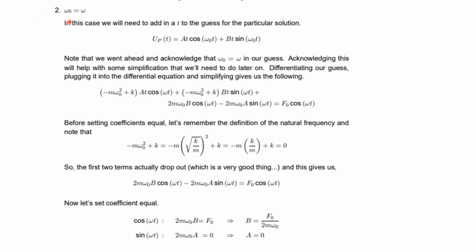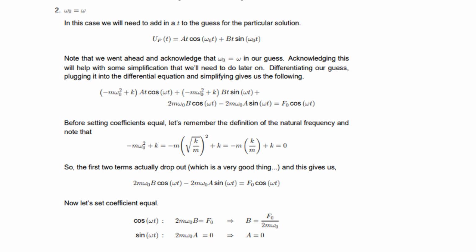But let's look at what happens if omega 0 equals omega. Well, for a particular solution this time, since they equal each other, there's going to be a t added to the particular solution. So you have A t cosine omega 0 t and B t sine omega t. Okay, so that's what we're doing, and we start working this through to get a solution using annihilators.